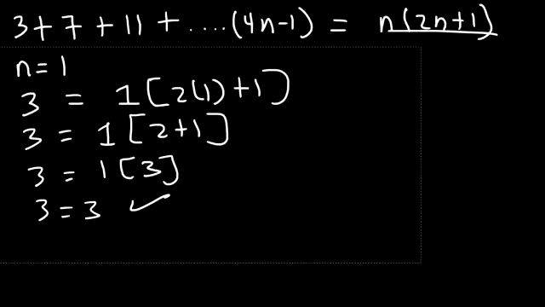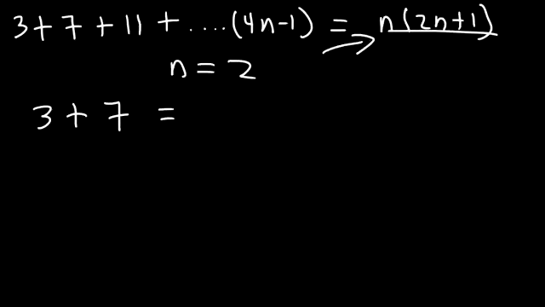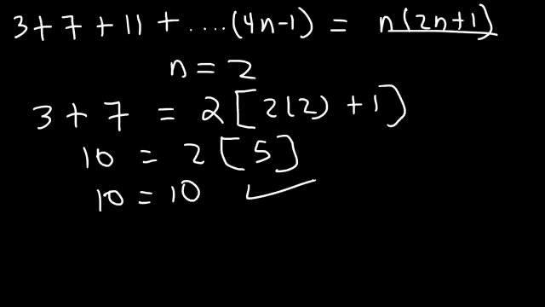Now what about n equals 2? Will it be true for that as well? On the left, we have the sum of the first two terms. That's 3 plus 7. On the right, we're going to plug in 2 into that expression. So it's going to be 2 times 2 times 2 plus 1. Now 3 plus 7 is 10. 2 times 2 is 4 plus 1, that's 5. And 2 times 5 is 10. So it's true for n equals 2.